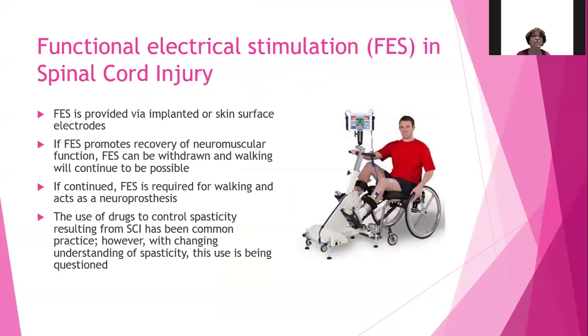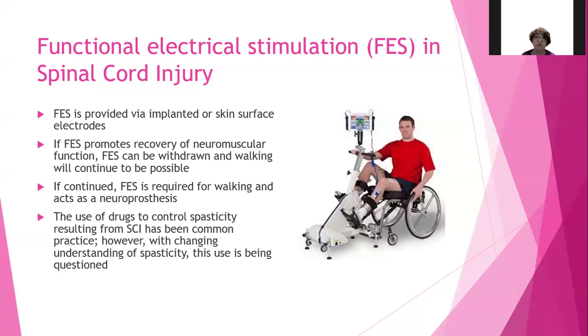Functional electrical stim in spinal cord injury is really useful. I've done this a lot because I worked in a facility where we had functional electrical stim. So functional electrical stim is either implanted or skin surface electrodes, most commonly skin surface electrodes, which is what we used. It promotes recovery of neuromuscular function. Not always with spinal cord injury, not especially with complete spinal cord injuries, but with other upper motor or lower motor neuron issues, FES can lead them to more function, and you can start out using functional electrical stim, and then you withdraw the stim, and they've regained motion, which is pretty cool.